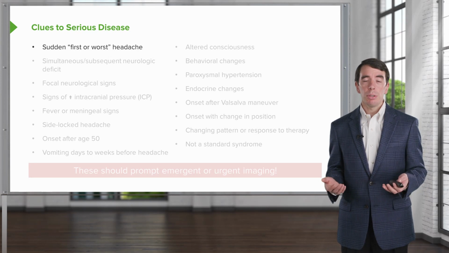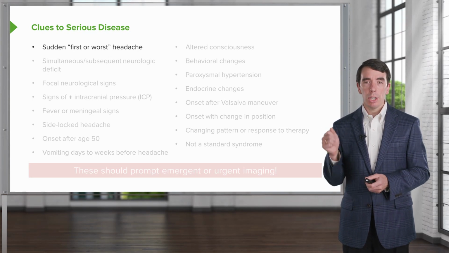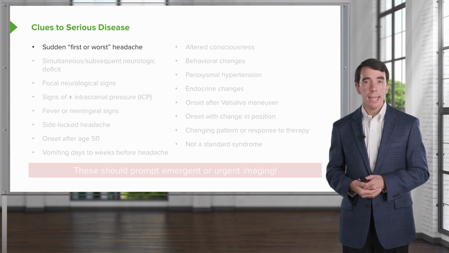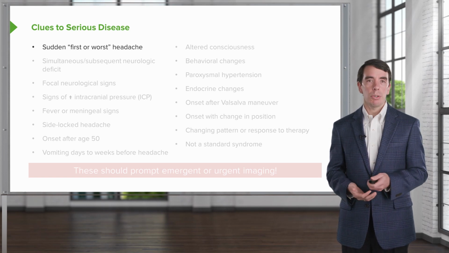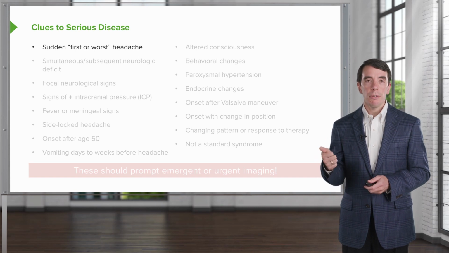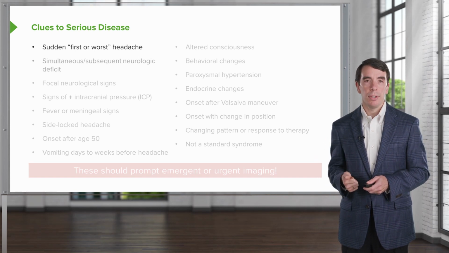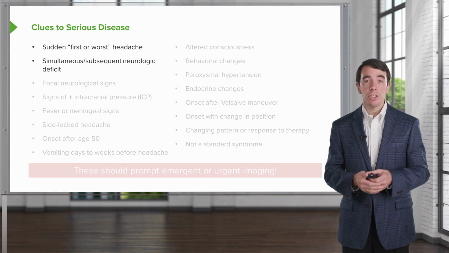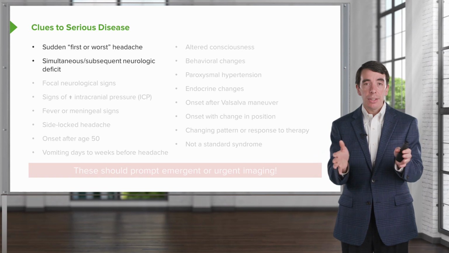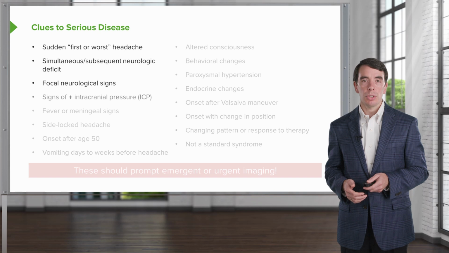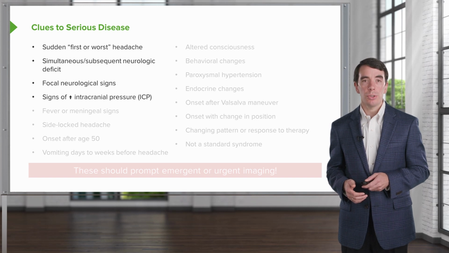What are some of the clues to more serious causes of headache that require acute intervention? And this list is not something to memorize in detail, but some things to be thinking about when evaluating patients or clinical vignettes that would clue us into acutely evaluating the patient. The sudden first or worst headache of someone's life. Simultaneous or subsequent neurologic deficit, so headache with a neurologic deficit, either at the same time or in close proximity. Focal neurologic deficits or signs of increased intracranial pressure.